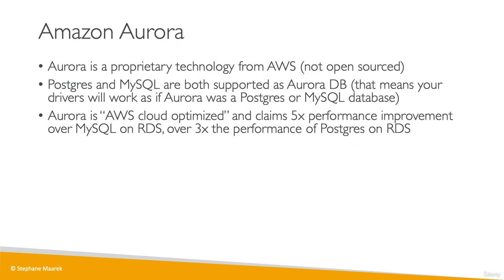Aurora is very special, and I won't go too deep into the internals, but they made it cloud optimized, and by doing a lot of optimization and smart stuff, basically they get 5x performance improvements over MySQL on RDS or 3x the performance of Postgres on RDS. Not just that, but in many different ways, they also get more performance improvements. To me, I've watched it, it's really, really smart, but I won't go into the details of it.